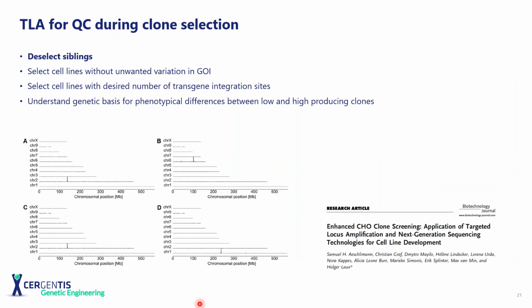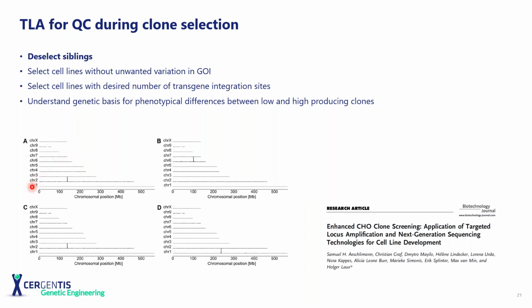characterization. This comes from a publication from Novartis in the Biotechnology Journal, and they provide examples of how they use TLA specifically for deselecting siblings. So TLA helps determine which candidate clones share the same integration site with others, and therefore they probably share a genetic origin. You don't want to select too many clones coming from the same origin. You want to ensure diversity in the different candidates.